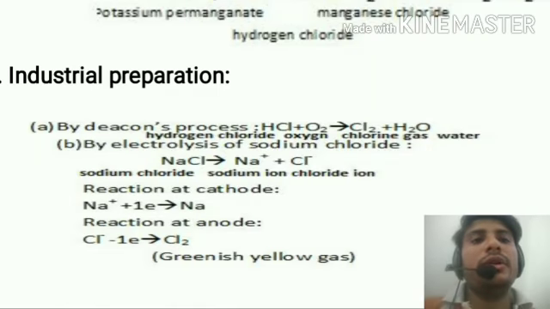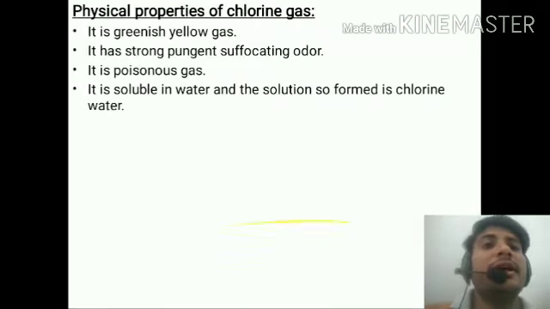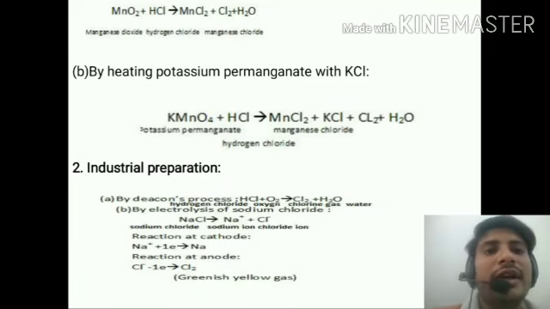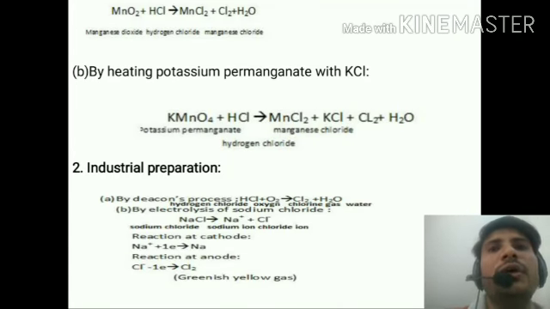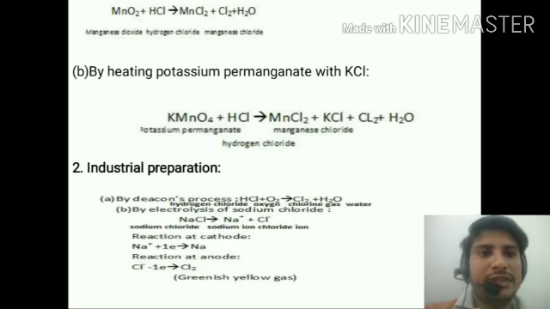Another industrial preparation is the Deacon process. In the Deacon process, we can form chlorine gas when HCl reacts with oxygen. It gives chlorine gas.